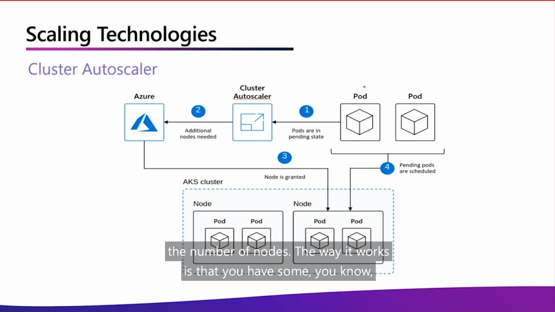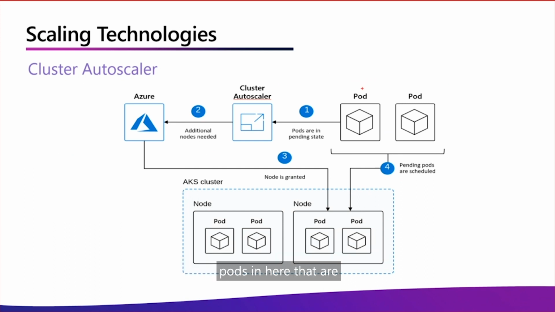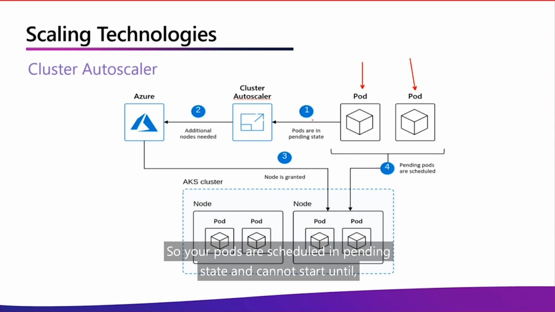The way it works is that you have some pods in here that are running your applications, and you need to scale. You need to schedule more pods. For example, as we said before, we want to respond to higher traffic or to a higher number of orders. But let's suppose that your cluster now doesn't have enough capacity. Maybe all your nodes are already full, and there are not enough resources. So your pods are scheduled in pending state, and cannot start until some new resources are available.